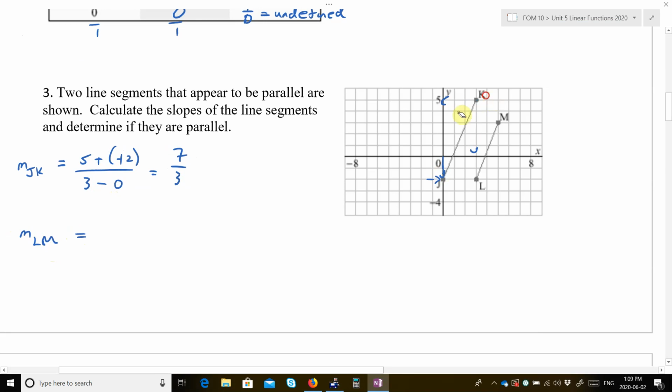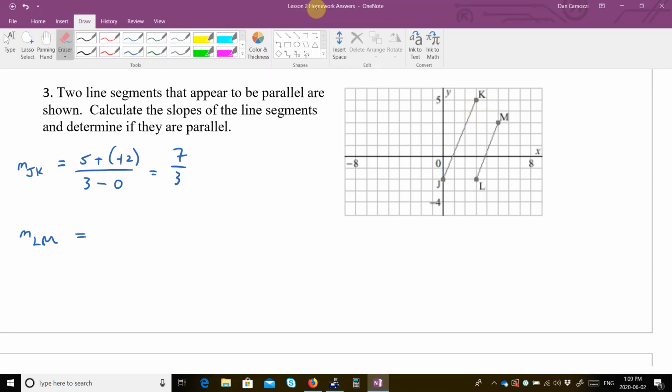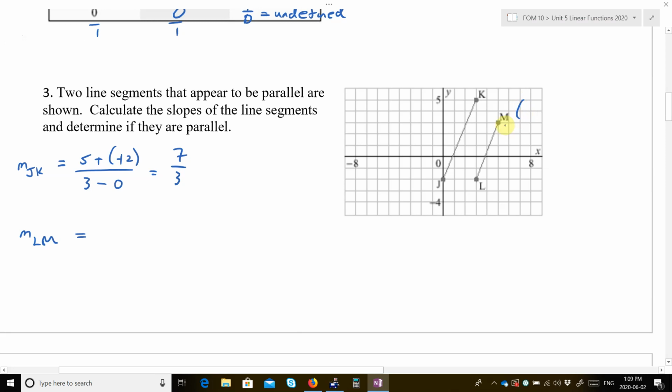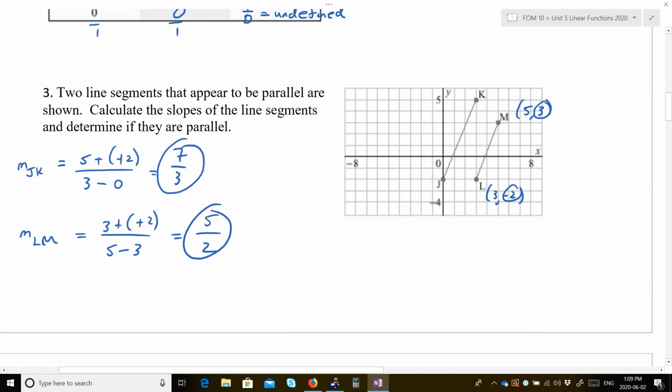I'm just going to erase this stuff here. We could do it this way and just write the points. That's 1, 2, 3, 4, 5, 1, 2, 3. So that's the point 5, 3. And the point here is 1, 2, 3, and negative 2. Then go y2 minus y1, 3 minus negative 2, divided by x2 minus x1. We'll add the opposite, 5 over 2. Those are different slopes, because those are in lowest terms. So these lines are not parallel.